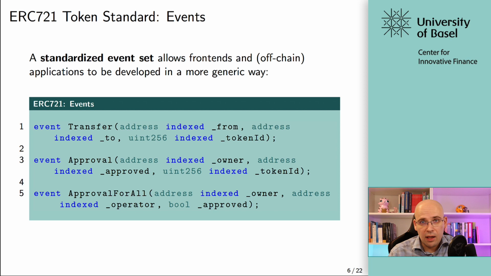I don't think I have to tell you too much about these events because the concept is exactly the same as with the ERC20 token standard. When there is a transfer, then you will see a transfer event. When there is an approval, then there will be an approval event emitted. And of course, there's the ApprovalForAll, which essentially is just when somebody approves the entire collection or all the tokens they own from a collection to a specific address.